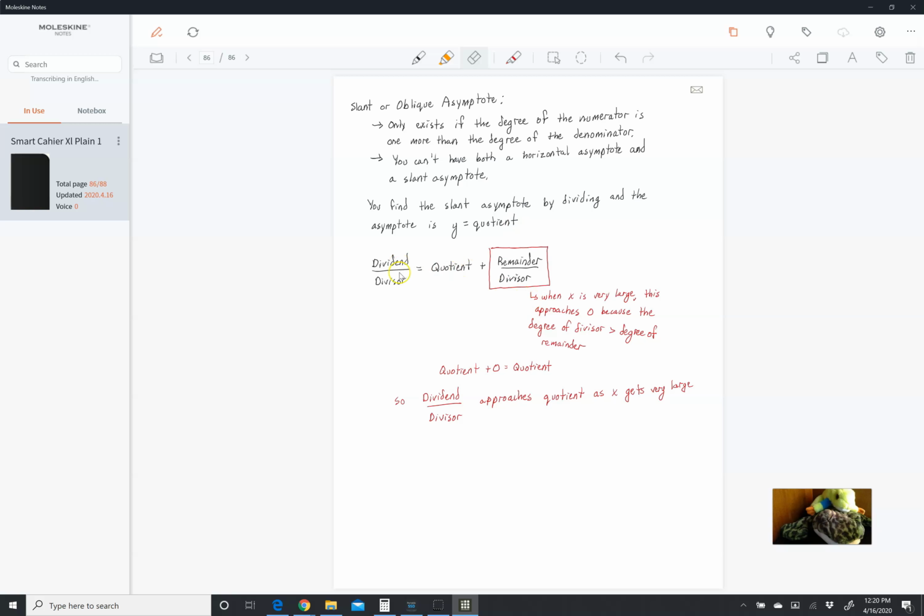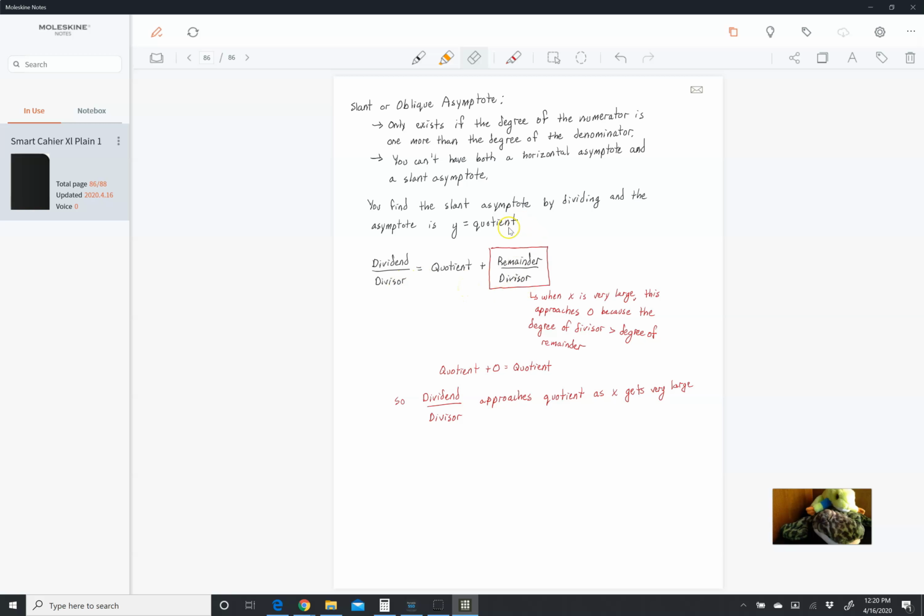So that means that the dividend over the divisor is actually equal to the quotient plus 0, or something very, very close to 0. Which means that as x gets very, very large, this is approaching the quotient because this is getting closer and closer to 0. So this is kind of a proof that you find the slant asymptote by dividing, and the asymptote is just y equals the quotient. Because when you divide, this gets very, very close to 0. So we're approaching the quotient.